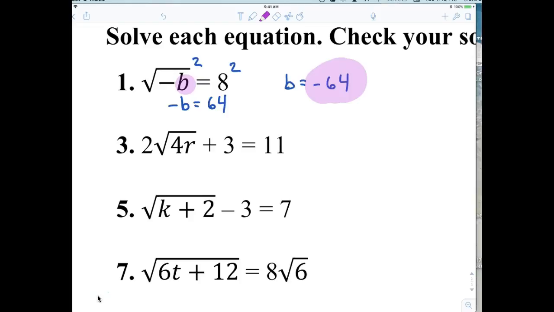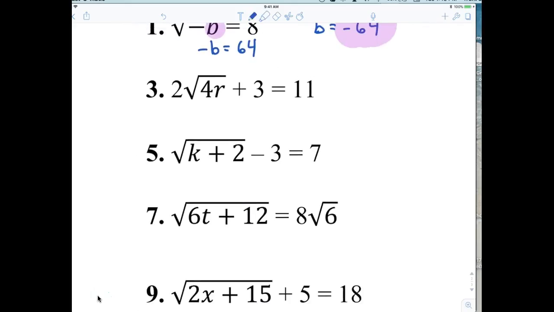All right, so let's look at number 3 now. Number 3 is a little bit harder. The reason why I say it's a little bit harder is because you have to isolate the radical first. You must isolate the radical. What does that mean to do? I have to get rid of the 3 first, right? So you would say 2 radical 4r equals 8. Then what do I have to do? Divide by 2. So you would say radical 4r is equal to 4.